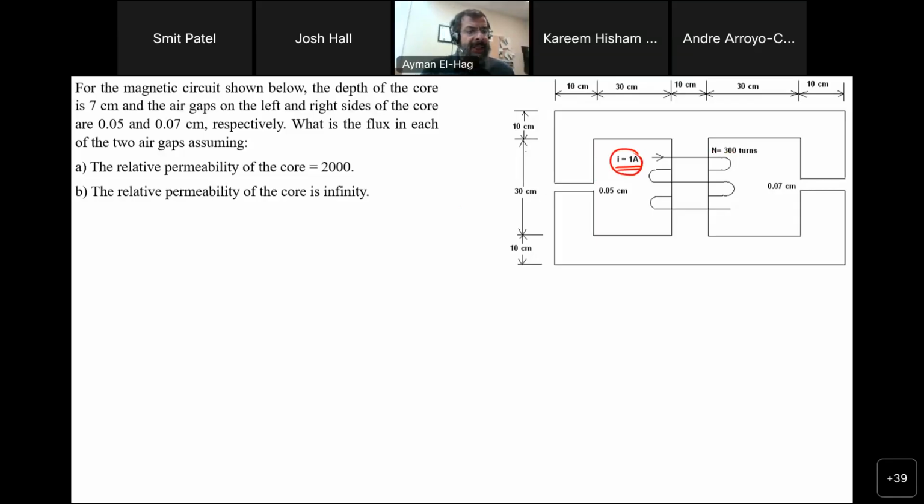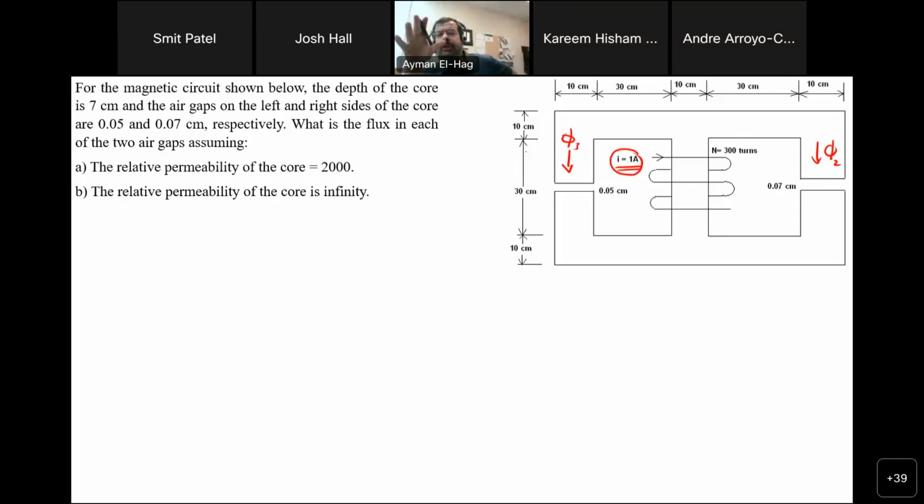Okay, so here in this question, we are given all the dimensions. You are asked, what is the flux in the air gaps? So we have here two air gaps, one to the left and one to the right. So we want to know what is the flux, basically, that comes here, and the flux that comes here. So I will call this, let's say, phi 2, and this is phi 3.